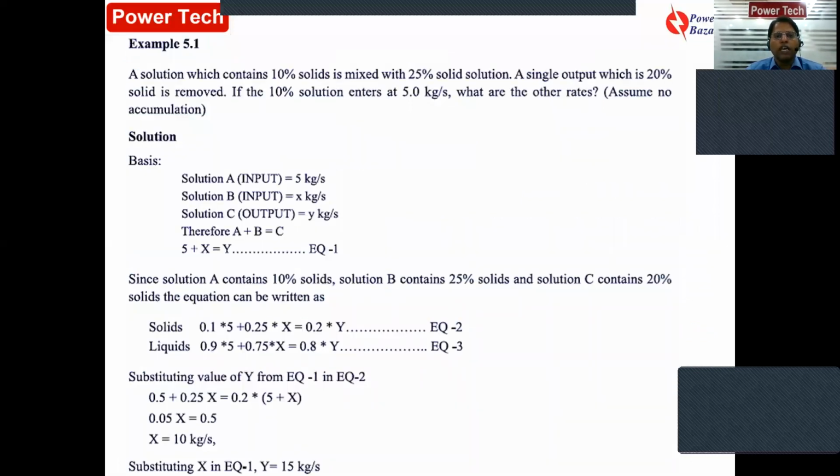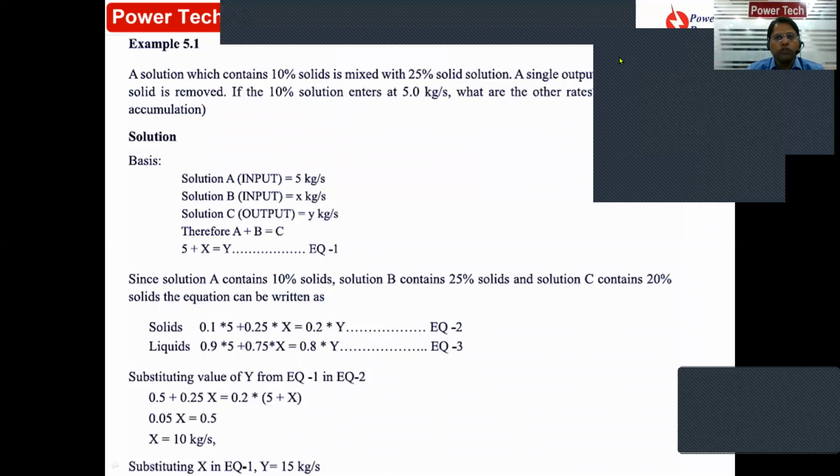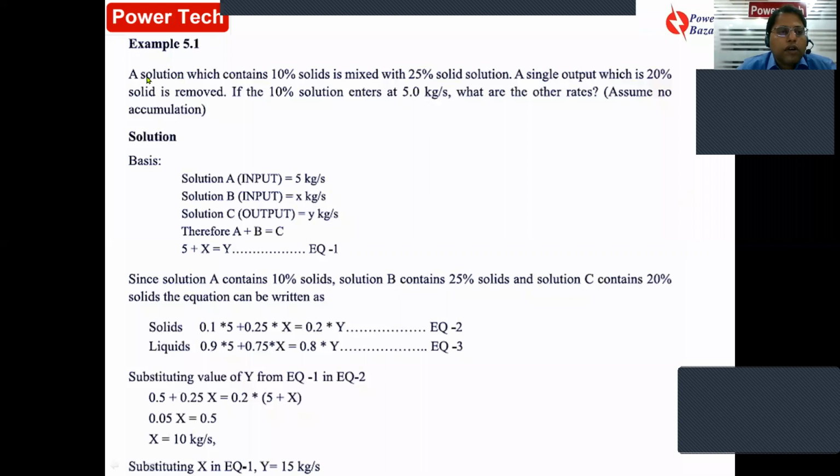Now let us do some numericals. Numericals are very important in this chapter, and that's why we'll solve some numericals now. In this example, the problem is that a solution which contains 10% solid is mixed with a 25% solid solution, and a single output, which is 20% solid, is removed. If the 10% solution enters at 5 kg per second, what are the other rates? Assume no accumulation. So this is important. Assume no accumulation. That means all mass entering is going out.